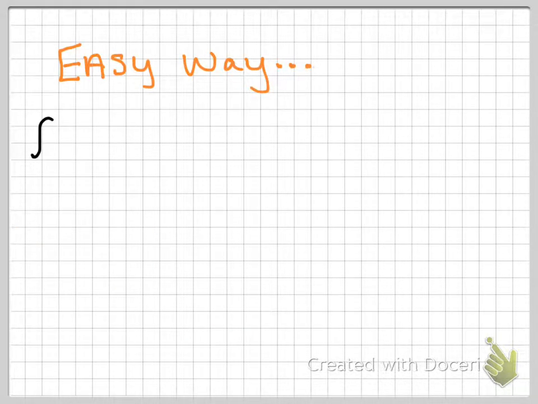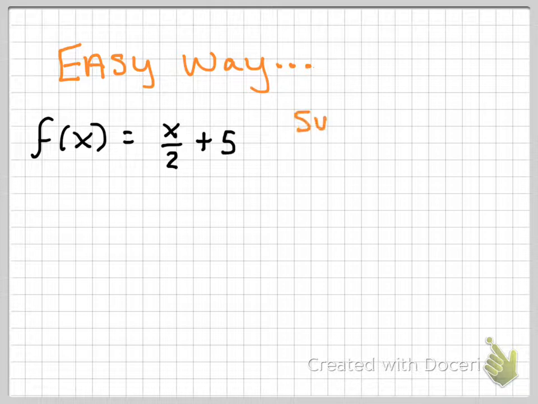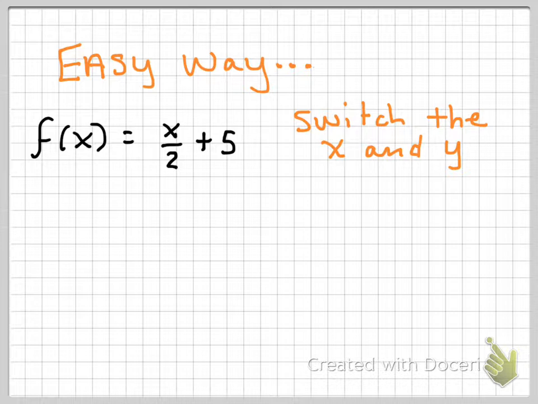Alright, there is an easier way of doing this. You may have struggled trying to figure that out by yourself. The easy way here, and I believe you learned this in class, is to switch the x and the y values. So in this case, I'm going to replace f of x with y, and I'm going to replace the x with the y. So x is equal to y divided by 2 plus 5.